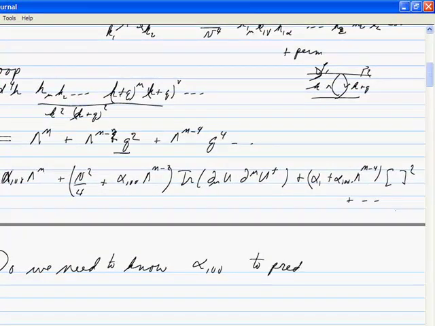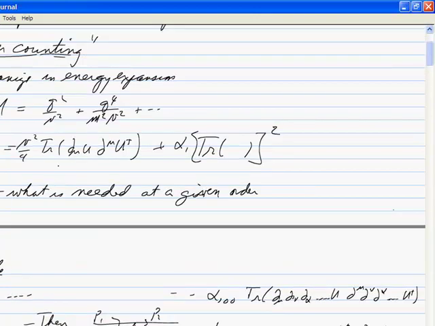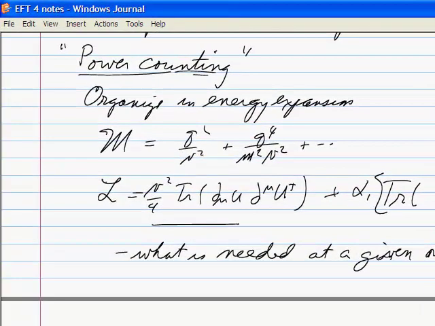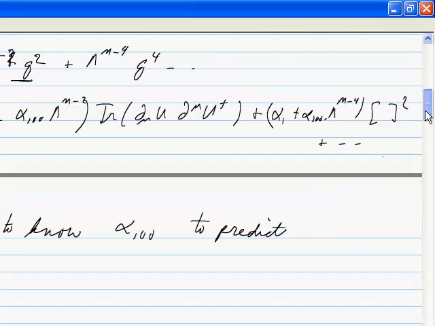To predict something. Okay. You may remember I started out differently. I just started out using the lowest order Lagrangian, and I used that in a loop. But should I have used one further down the line?